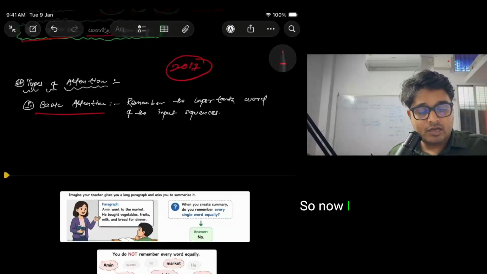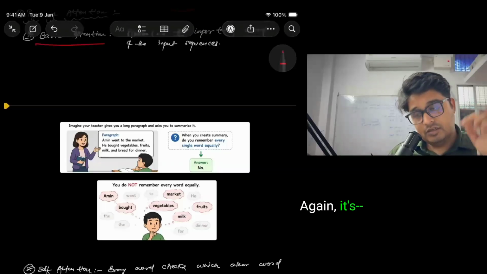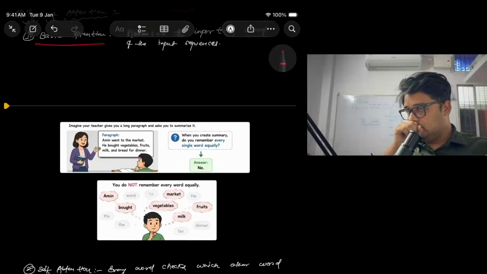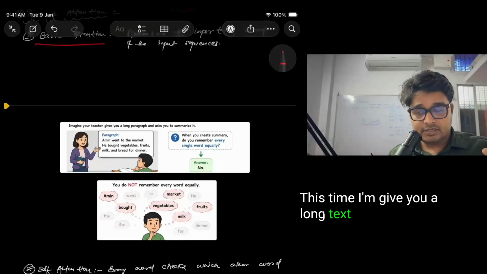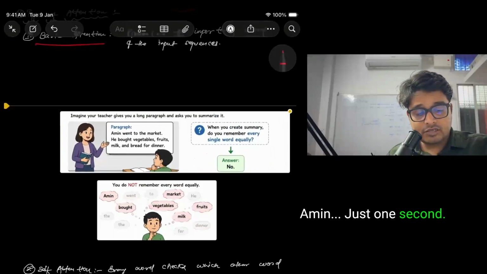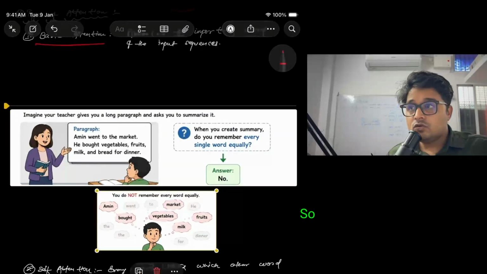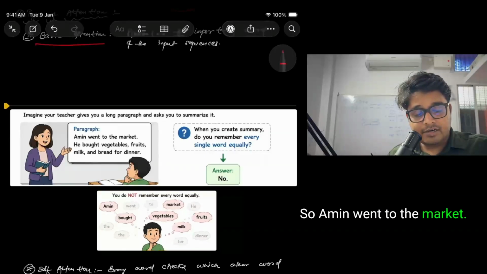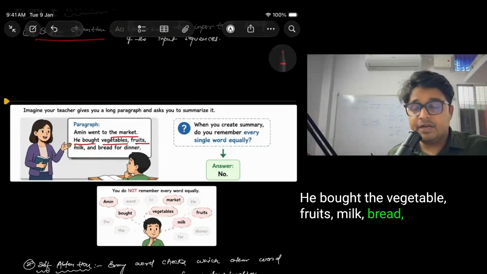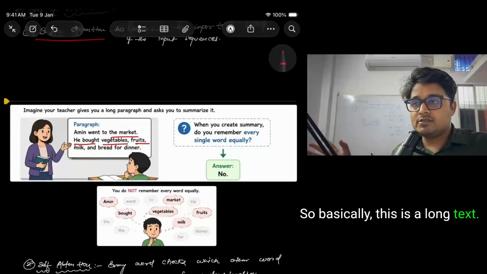So now I will try to explain with this example. This time I'm giving you a long text as compared to the last text. So: Amin went to the market. He bought the vegetable, fruits, milk, bread, and dinner. Okay, for dinner. So basically, this is a long text.